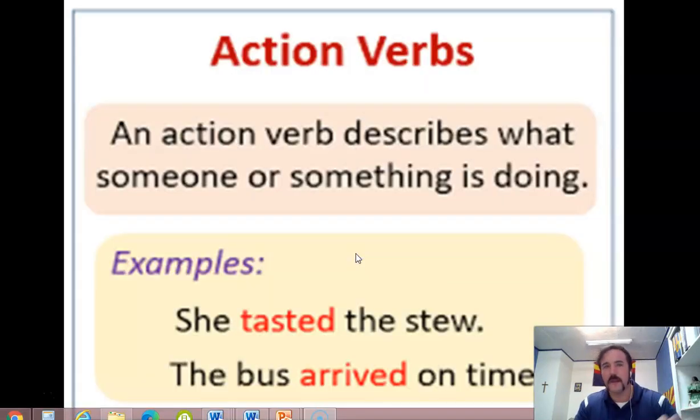Simply a review with the action verb, right? You got to find the subject first. Who or what's doing something. Now that's generally a noun, not always, but generally a noun. If you look right here, who or what did something? The bus. The action verb is what the subject does. So what did the bus do? Arrived. That's the action verb that tells us what the subject does, and that's the verb.